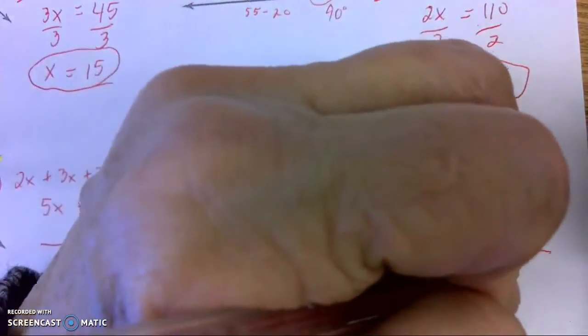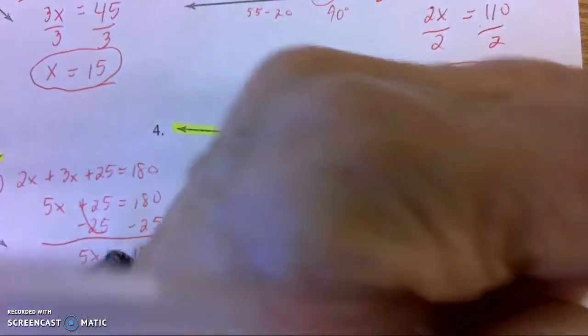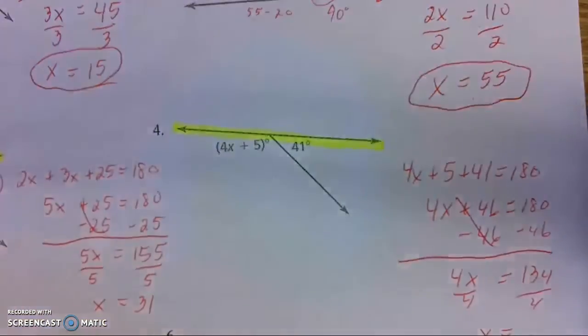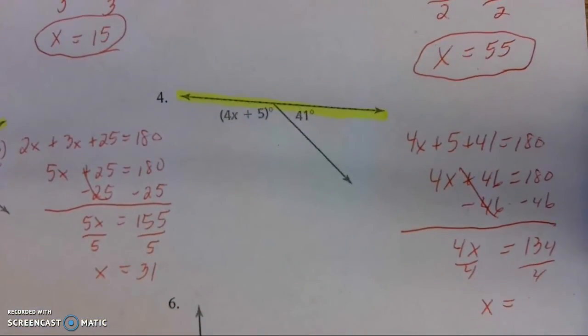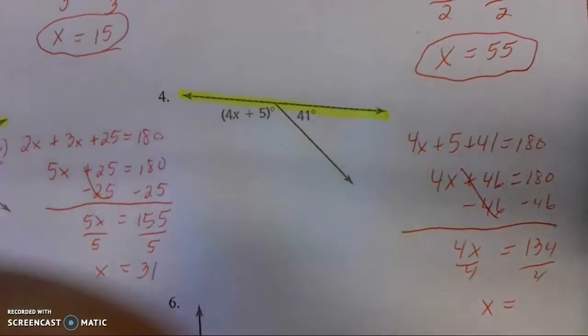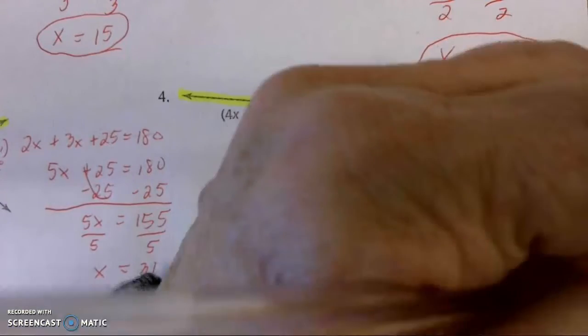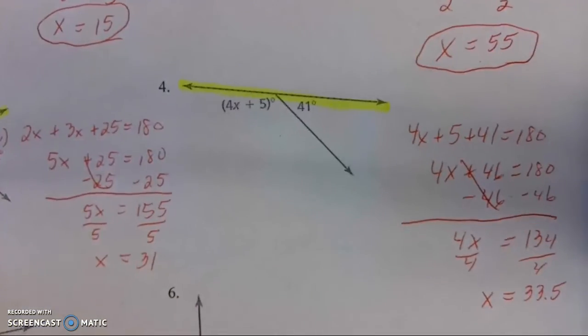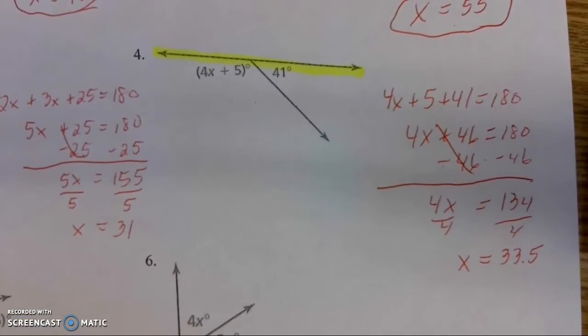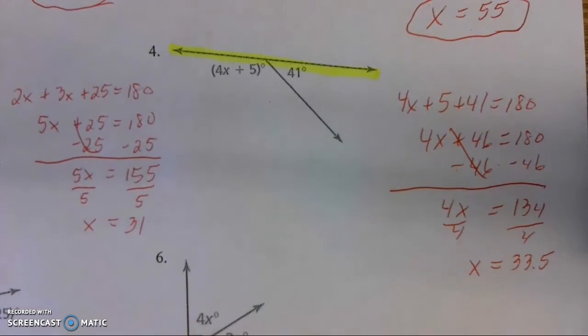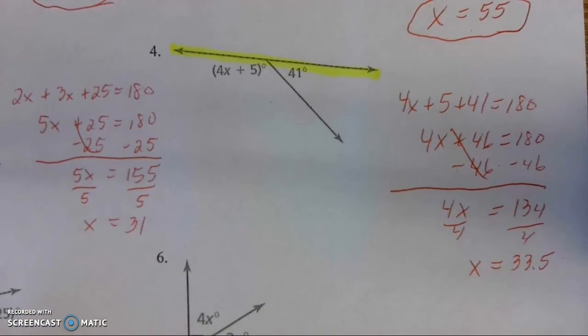That leaves me with 4x equals 134. Divide both sides by 4. Now in this case, x is going to equal 33.5. It's fine to have a decimal. It's okay. You can have decimals in angles.